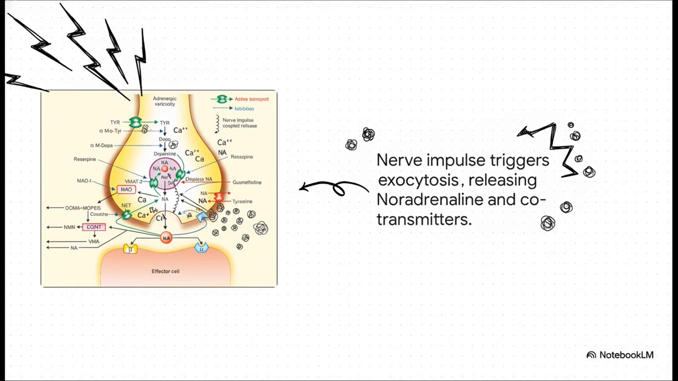So it all kicks off with an electrical signal, a nerve impulse. This impulse travels down the nerve, and when it reaches the end, bam! It causes these tiny bubbles filled with noradrenaline, these vesicles, to fuse with the nerve ending and just dump their entire contents out. And remember this, this entire process is absolutely dependent on calcium. Without calcium coming into the cell, nothing happens. Calcium is the key that unlocks this release.